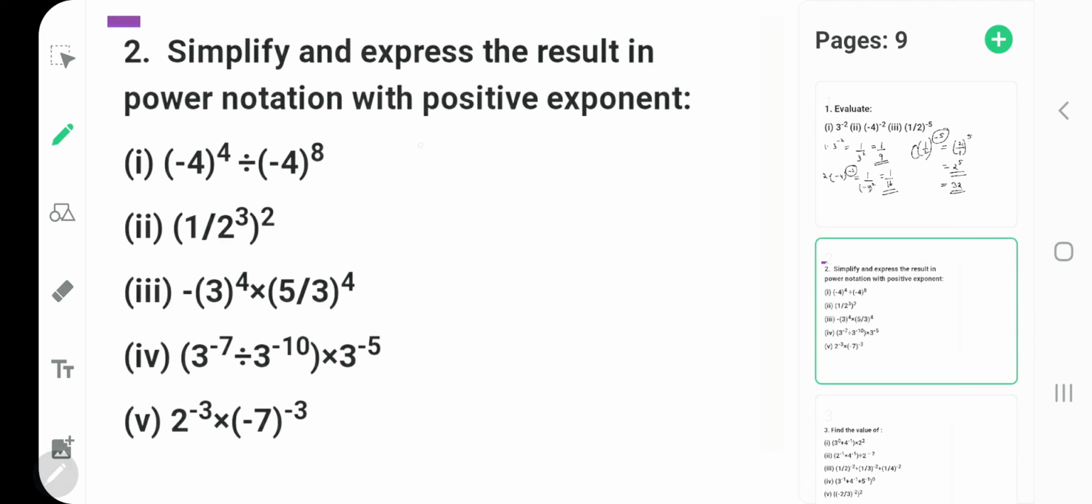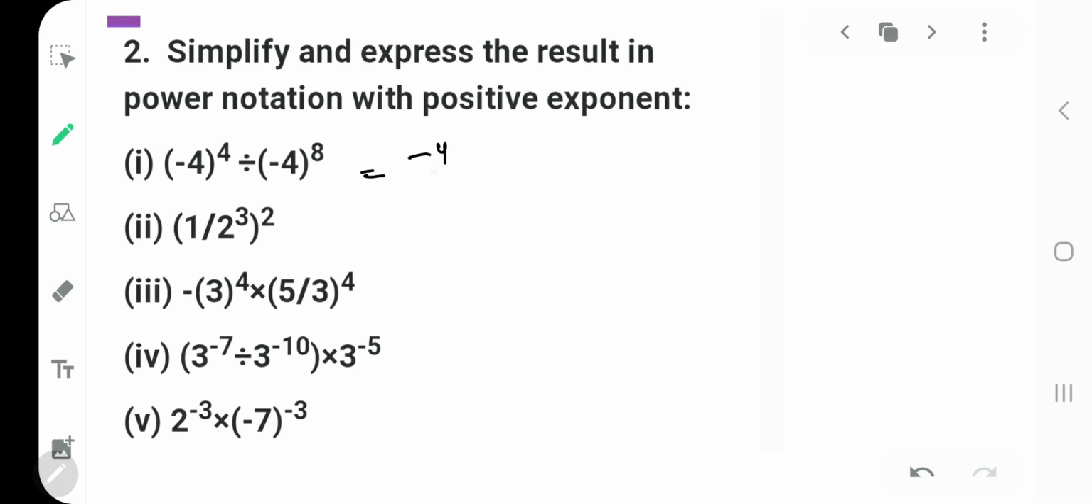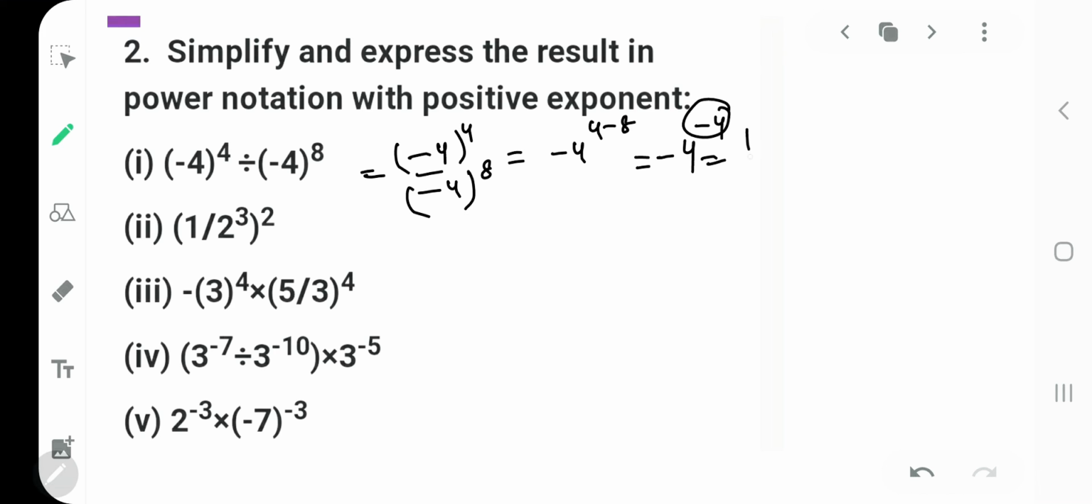For your first, you have minus 4 raised to 4 upon minus 4 raised to 8. My dear kids, when you have same base in division with different exponent, you have to subtract your exponent, that is 4 minus 8. That will be minus 4. When you want to make this exponent positive, you can write it 1 upon minus 4 raised to 4. And once you open this, my dear kids, shall we keep it in notations? Okay, you have to put it in power notation, means you have to keep your answer as it is.